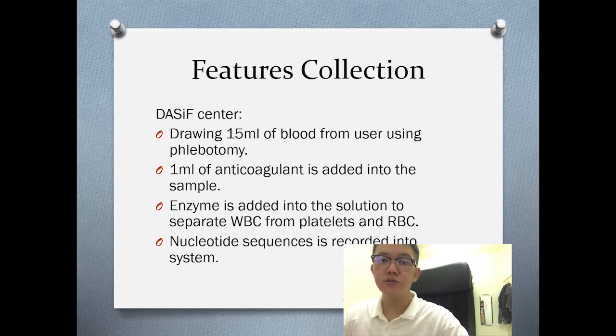So first, the user will need to have their 15 milliliters of blood drawn, and then 1 milliliter of anticoagulant is added into the mixture. Next, we add our proprietary enzyme to the solution to separate white blood cells from platelets and red blood cells. Finally, the white blood cells that contain our DNA information in the form of nucleotide sequences will be extracted, read, and recorded into our system.